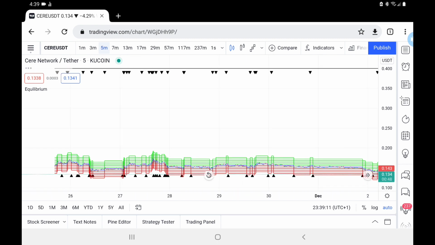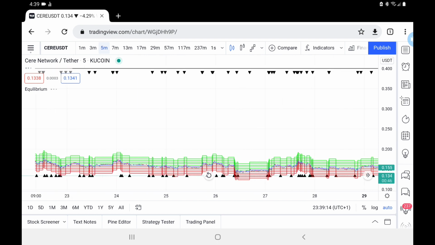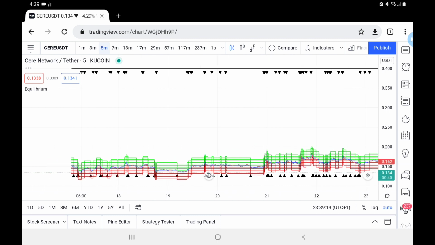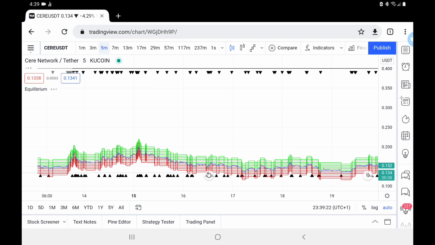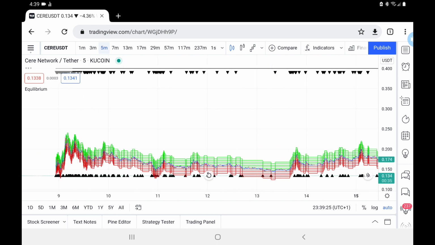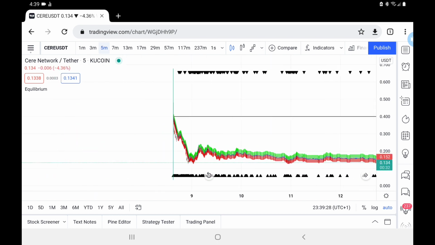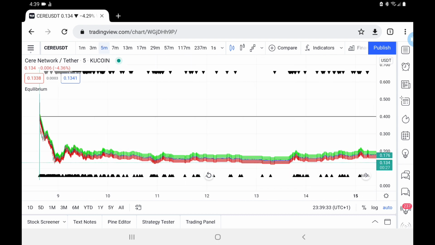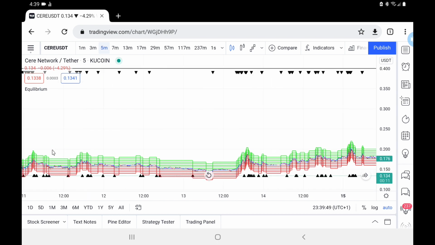But you can see that it is fairly consistent for sideways channeling. That is perfect for the equilibrium algorithm. Now, deep drops like this are a problem. You don't make money here, but you do accumulate a lot. So coins that have this kind of a history, you need to be prepared for.